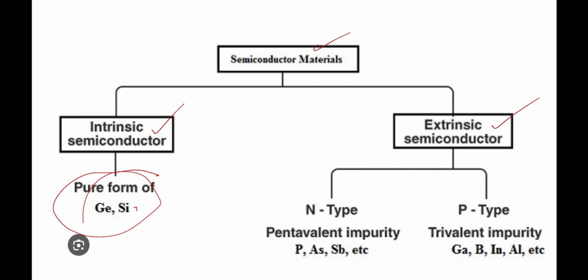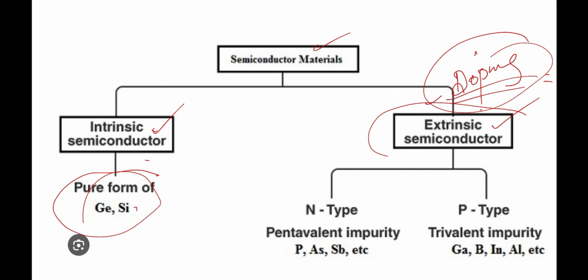They are called the intrinsic semiconductor. To get the extrinsic semiconductor, we are adding an impurity to the intrinsic semiconductor. The process of adding the impurity to the intrinsic semiconductor is known as doping. By adding the doping or the impurities to the intrinsic semiconductor, the conductivity of this intrinsic semiconductor can be increased. That process is known as doping. Then that semiconductor after doping is known as extrinsic semiconductor.